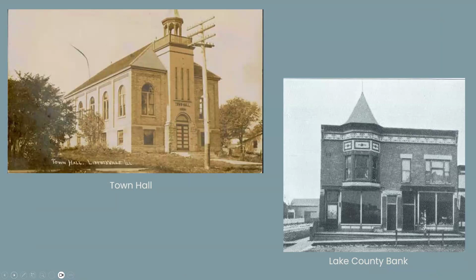Downtown development continued at an increased pace through the 1890s. In need of additional space, Libertyville Township government constructed a new town hall in 1894. Today, the building is the American Legion Hall. The Lake County Bank, the first bank in the village, which was established in 1892, built a new building on the northwest corner of Cook and Milwaukee Avenues in 1894. That is seen here in the bottom right. That is now home to the picnic basket.